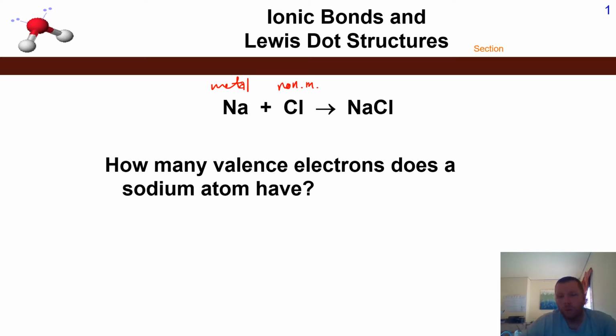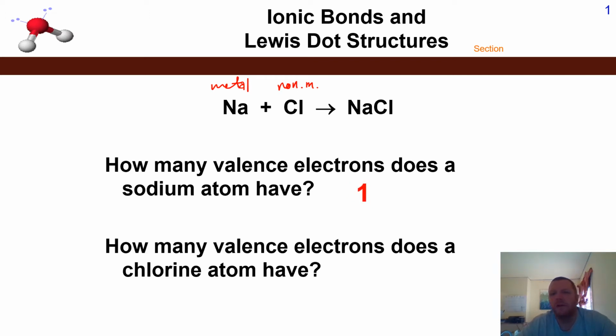Now, whenever we're talking about this from the vantage point of bonding, one of the things we need to be asking ourselves is, where are those electrons? And how many electrons are we actually talking about? So how many valence electrons does a sodium atom have? Sodium atoms are in group 1 of the periodic table, so they have 1 valence electron. How many valence electrons does a chlorine atom have? A chlorine atom is in group 7 of the periodic table, so it has 7 valence electrons.